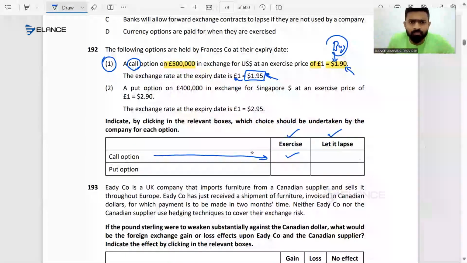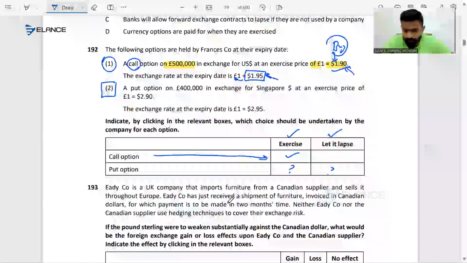See, for a buyer, we will look for the lower price. For a seller, we will look at what price? Try to reduce it or try to increase it? Try to increase it. So the exercise price is lower than the market price for the buyer, so they will exercise. Similarly, could you please try the put option and identify whether it is going to exercise or lapse the option?